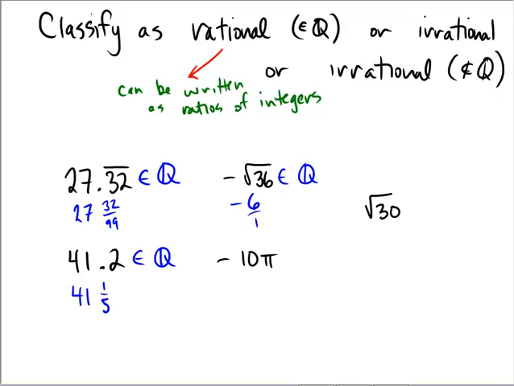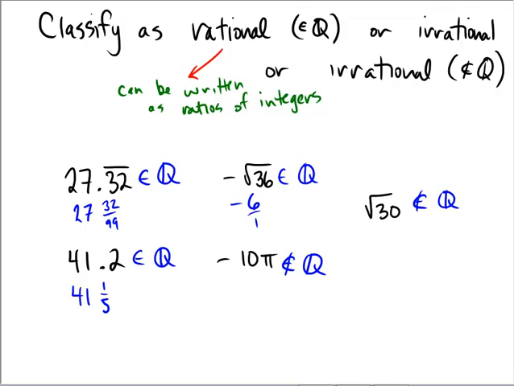Now, finally, pi is an irrational number. It has a decimal expansion that never repeats and never terminates. It's an irrational number. So we would say that this one is not in Q. This one is irrational, not rational. And similarly, radical 30 is also irrational. Its decimal will never repeat and never stop, and so therefore it is not a rational number.